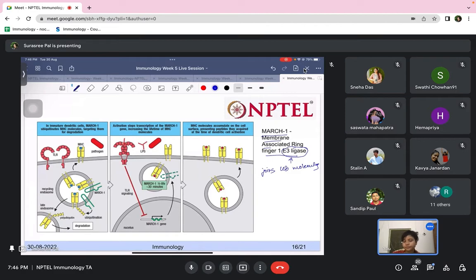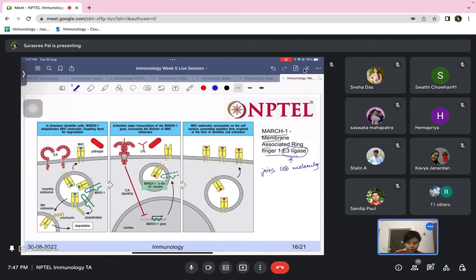So this March1 E3 ligase, where is it present? It is expressed in the B cells, the dendritic cells and the macrophages. So the antigen presenting cells have this March1 E3 ligase. And remember one thing, that they are constitutively expressed, so they are always expressed in these kinds of cells. Their expression level can also be induced, increasing during any infection.